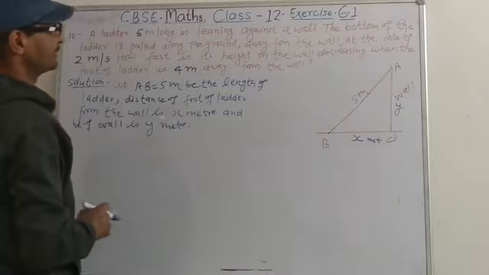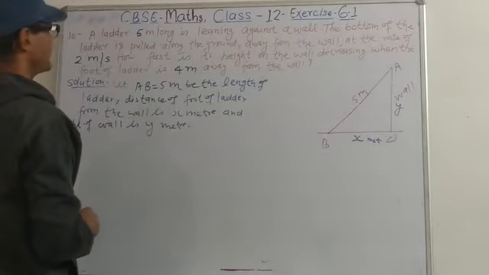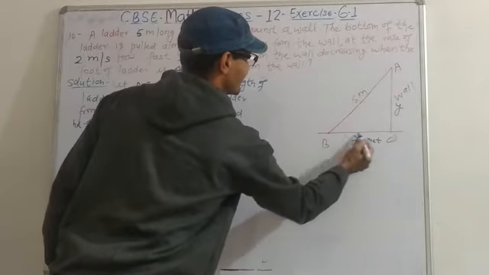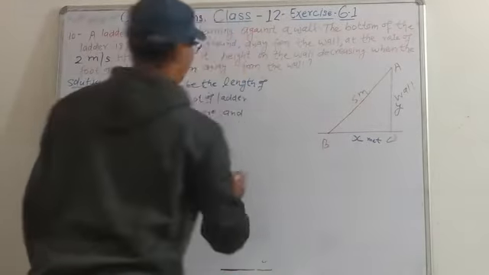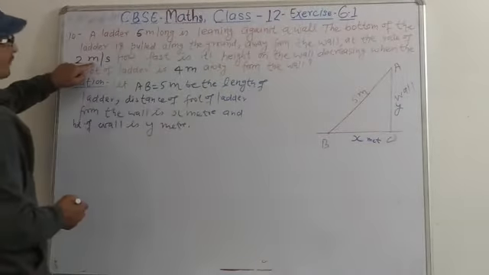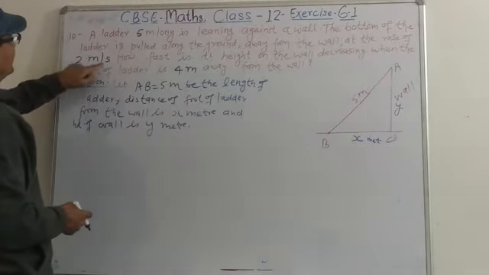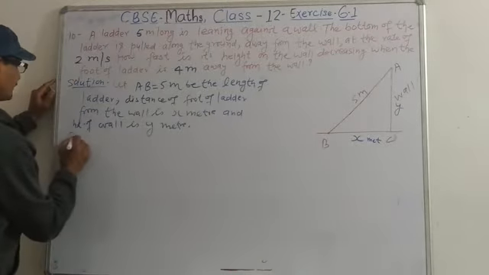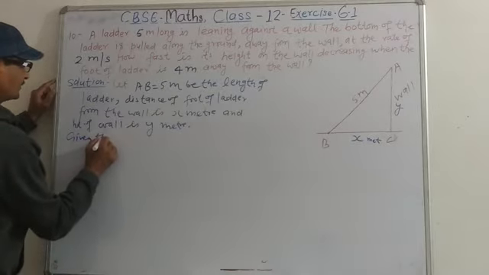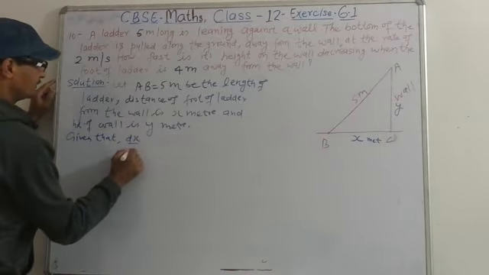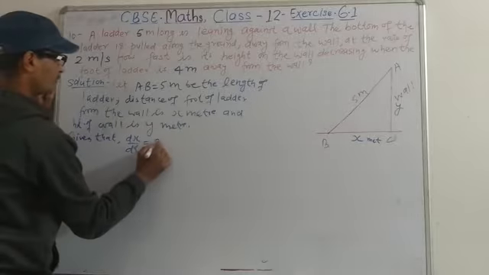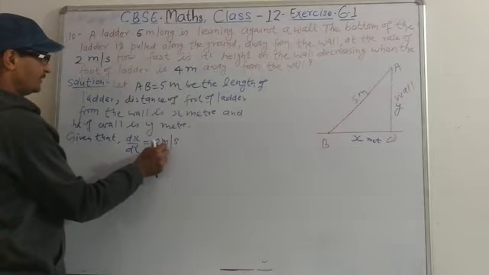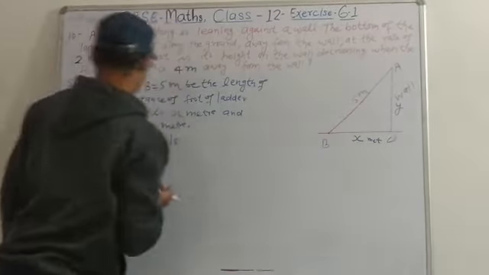So the bottom of the ladder is pulled along the ground away from the wall at a rate of 2 meter per second. Rate of change is 2 meter per second. Which is pulling this, that means this x distance rate of change here. तो x का rate of change क्या होगा, dx by dt is given. It is given that dx by dt is equal to 2 meter per second.